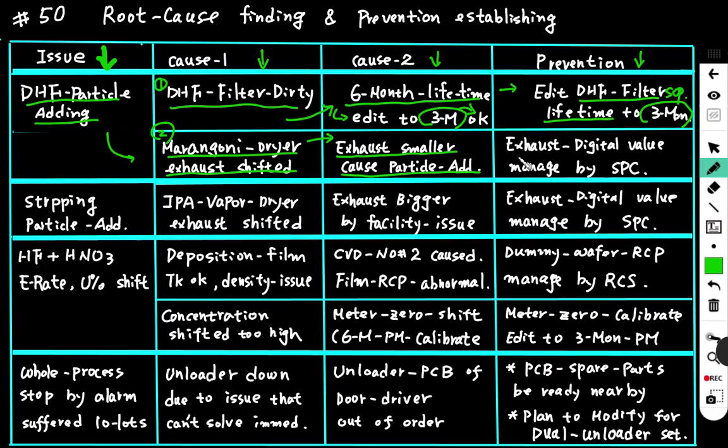Finally, the prevention is that the exhaust digital gauge value be connected to the SPC system. Use the SPC system to manage the exhaust. When the exhaust shifts, the SPC system will send an alarm to warn the engineer to check it.